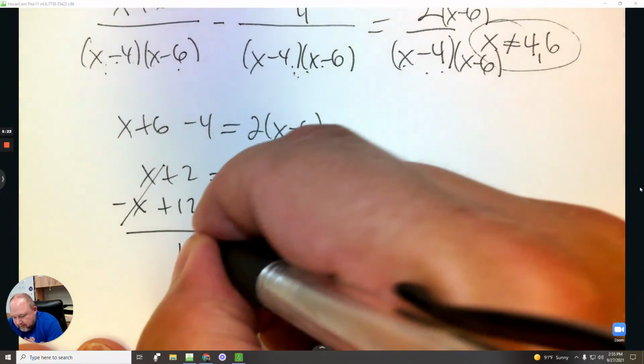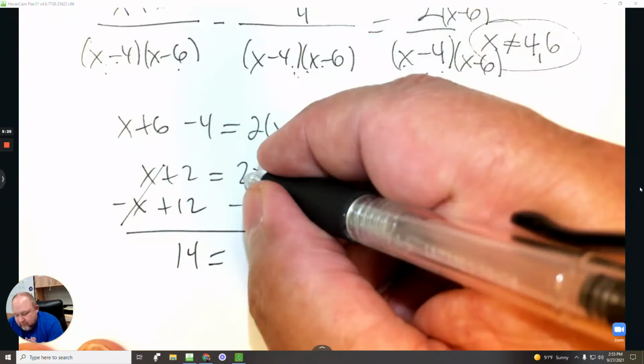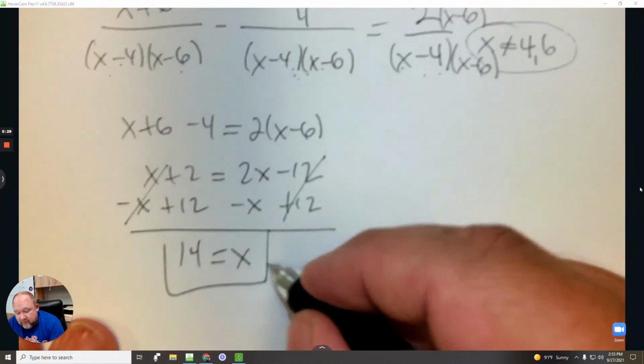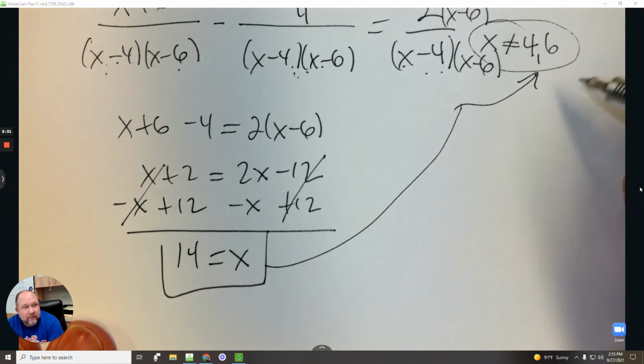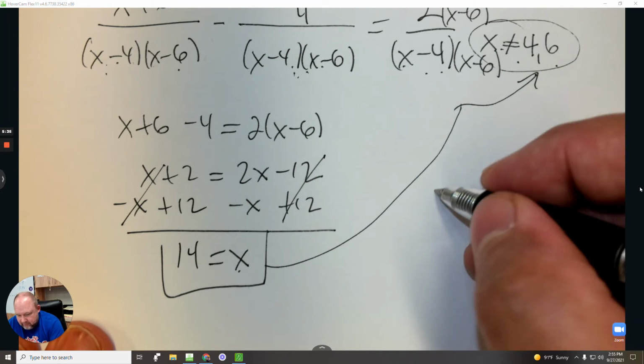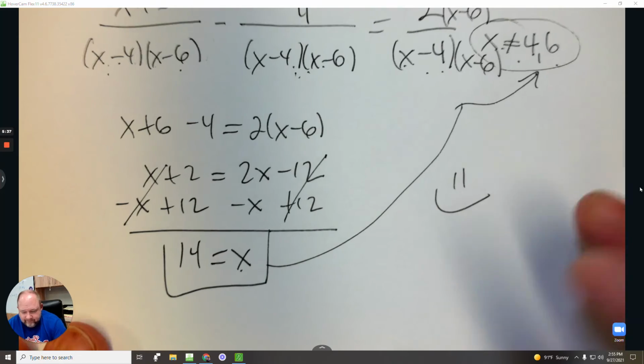So 2 plus 12 is 14. 2 take away 1 is 1x, and you have your answer. Make sure that this is not one of the restricted answers. So x cannot be 4 or 6. That's a good solution, and it's over.